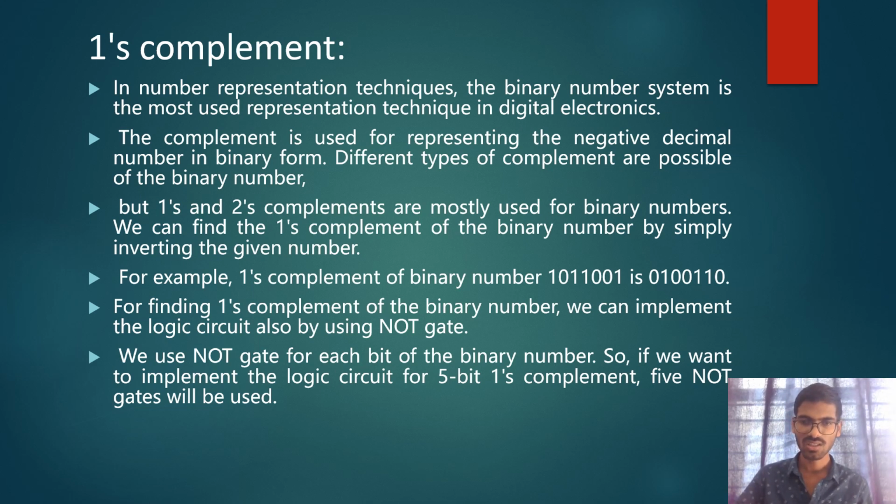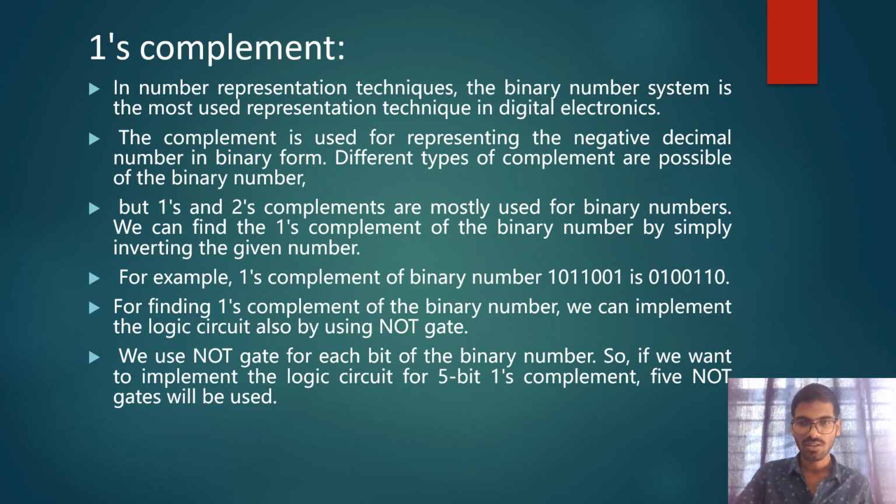Let us learn some more examples here. One's complement of the binary number 1011001. We have bits 1011001 and we flip each bit, that is 1 becomes 0 and 0 becomes 1. We obtain 0100110. This is the one's complement, which we obtain by flipping all the bits.